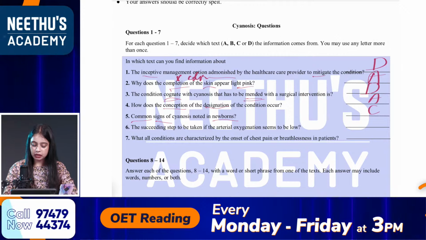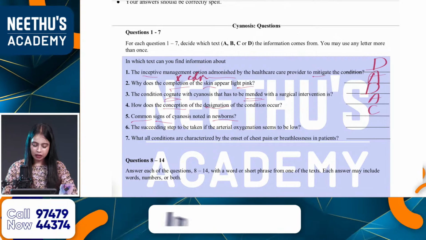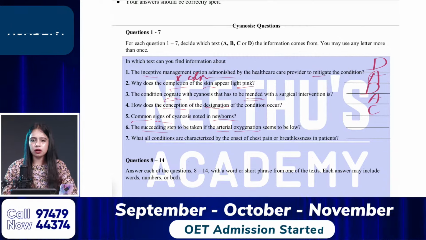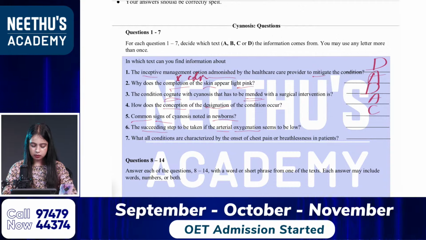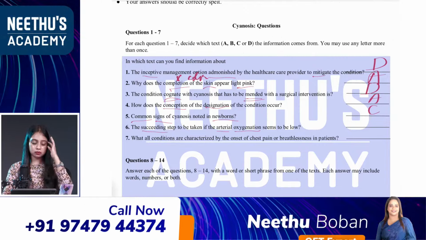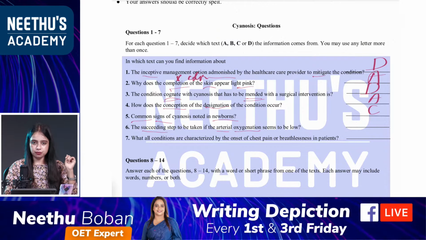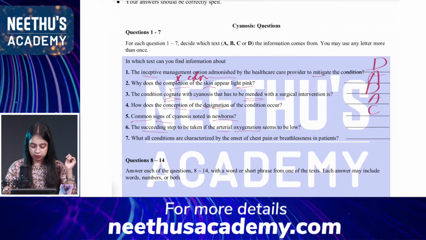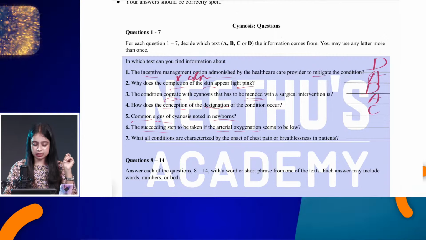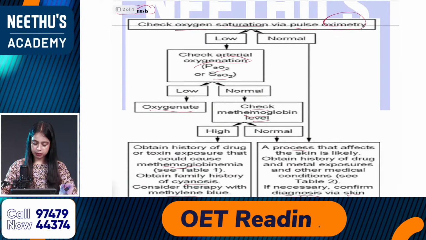The succeeding step to be taken if the arterial oxygenation seems to be very low. Okay, not very low. It's low. So succeeding, arterial oxygenation. Oxygenation is a word which I found somewhere in the pictorial, right? So where is it mentioned? Sixth question. Okay, Lino, yes, Divi. Fourth one is A, then fifth one C. What about the sixth one? Question number 6. Oxygenation, and that's mentioned in this pictorial, I guess.